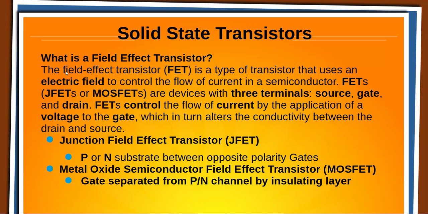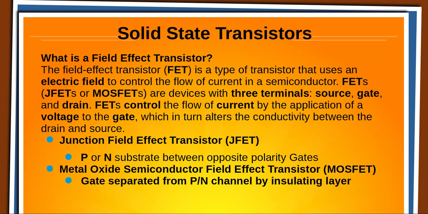Okay, so we talked about junction transistors, current control devices. Now we're talking about field effect transistors, which work more like vacuum tubes, where it's a voltage control device. In other words, the voltage controls the current flow. We make use of an electric field to control that current flow, and a lot of times they call it a channel between the source and drain.